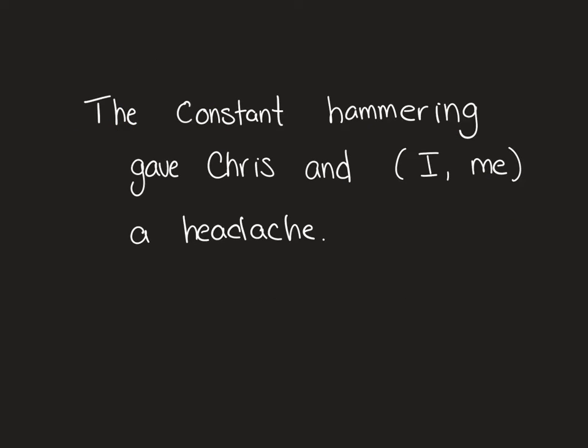In some examples, the action word will be followed by a noun and a pronoun. So you'll have to do some work to decide which pronoun is the correct one. If we break this apart, the constant hammering gave Chris and I, or Chris and me, a headache. So gave is our verb. This is our action word. Everything that comes before it, the constant hammering, is the subject. The who or the what. The constant hammering is the thing that gives the headache. So we need to figure out, is this Chris and I or Chris and me?